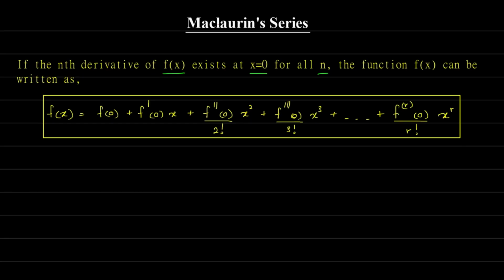So here I have considered it as the r-th derivative of f(x) at x equals 0 divided by r factorial x to the power r. So you can keep on going all the way endlessly since this is an endless polynomial.